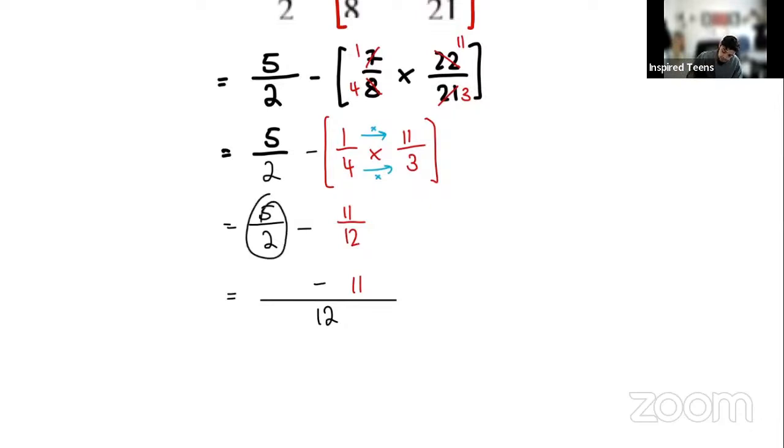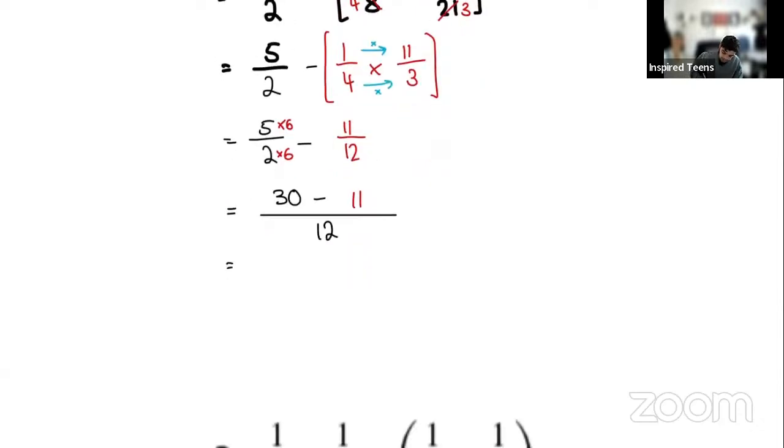But 5 is going to change because 5 went from a denominator of 2 to 12. So it needs to be multiplied by 6, because to get from 2 to 12, you multiply by 6. So what you do to the bottom, you do to the top, and you're going to get 5 times 6, which is 30. So you get 30 minus 11 over 12, which becomes 19 over 12. And that's our final answer.